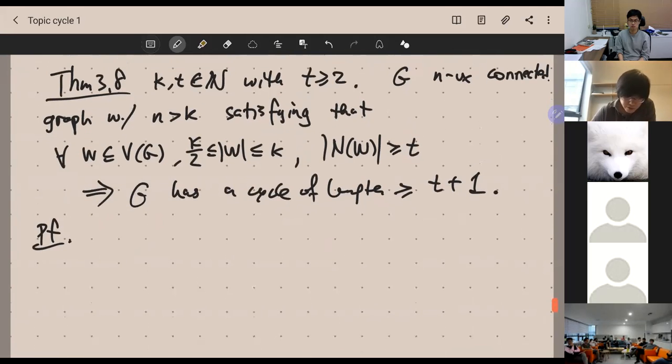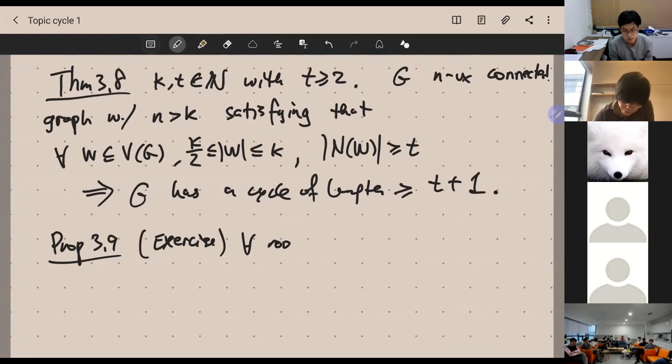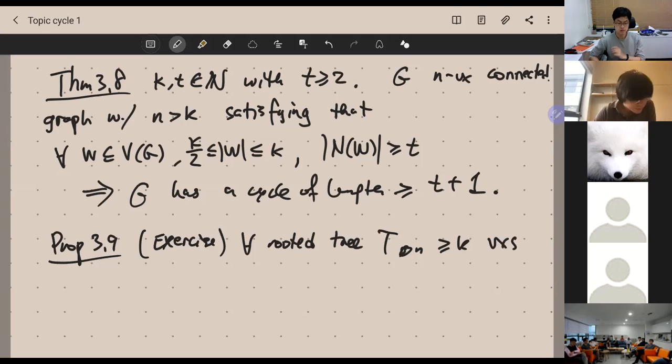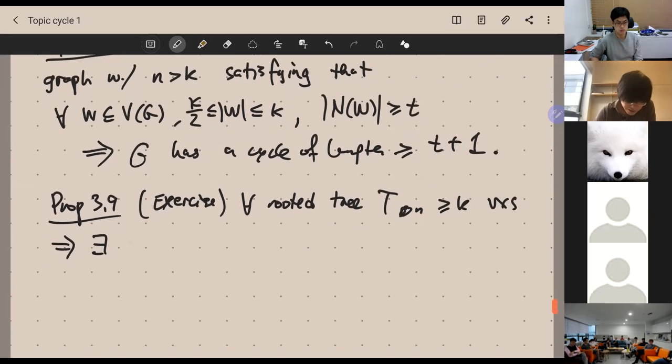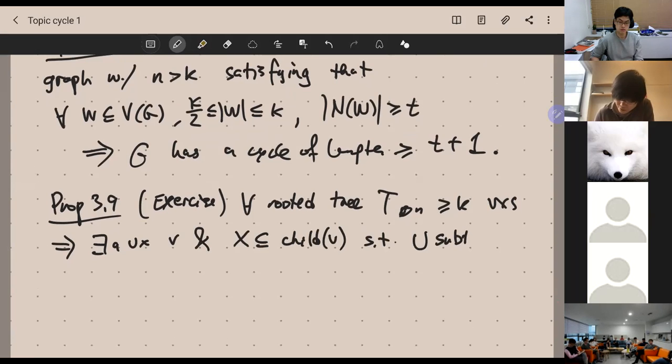For this proof, 3.8, I also need a simple result on trees. I will leave it as an exercise. Whenever we have a rooted tree T on at least K vertices, then there exists a vertex V and a subset X, which is children of V in the tree T, such that if you take the union of subtrees rooted at X, its size is between K over 2 and K.